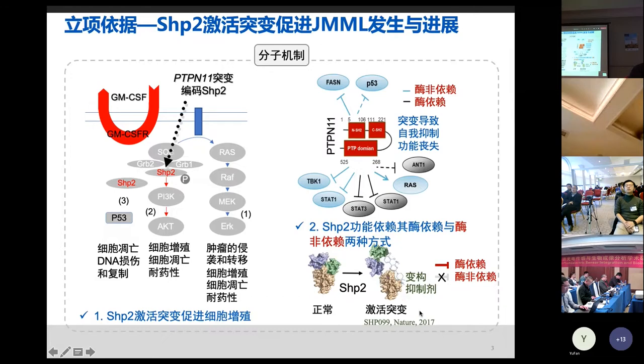In 2017, one group published in Nature the first inhibitor found to target SHP2, which is called SHP099. Currently, people keep working to modify this small molecule, and now it is in phase two clinical trials. This gives us an idea that a phosphatase can be related to tumor progression, and targeting it can also prohibit the tumor's progression.